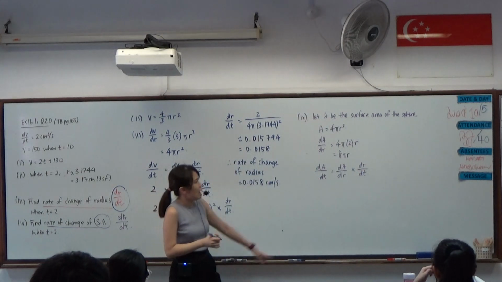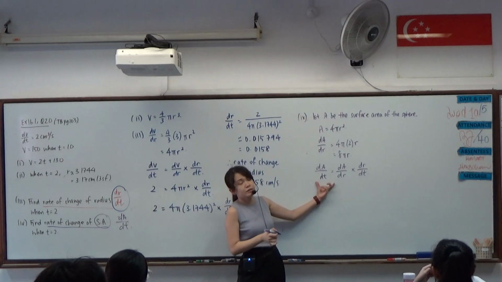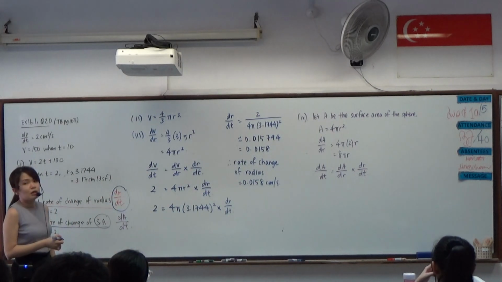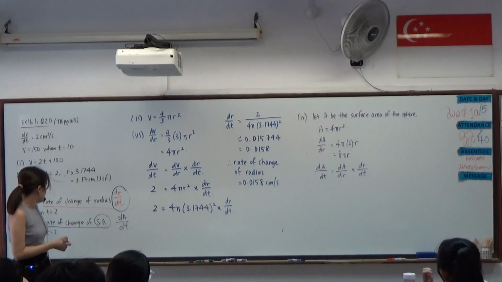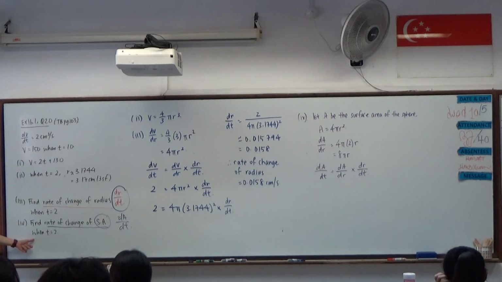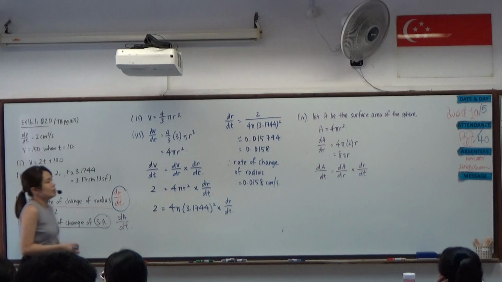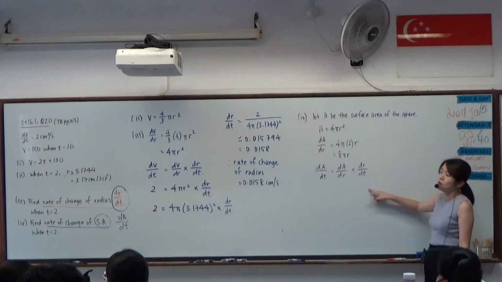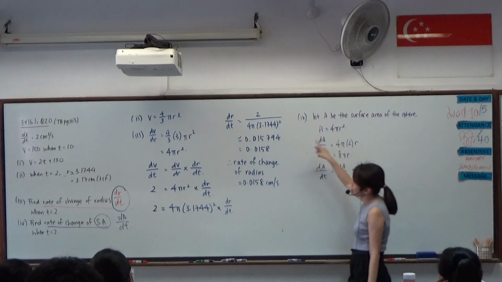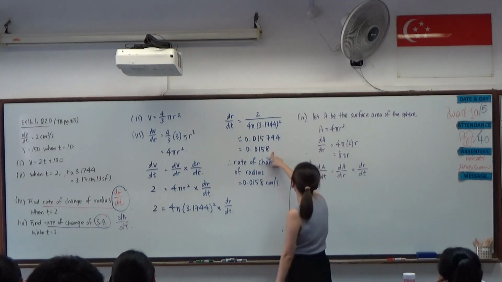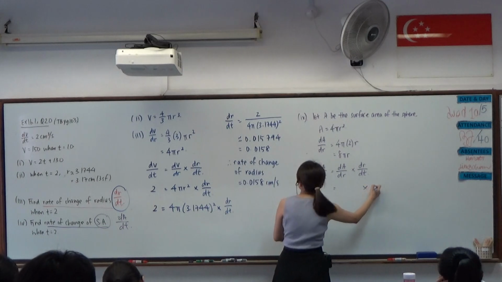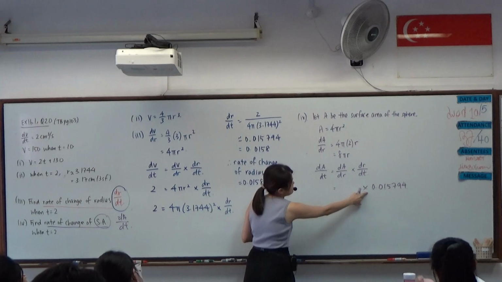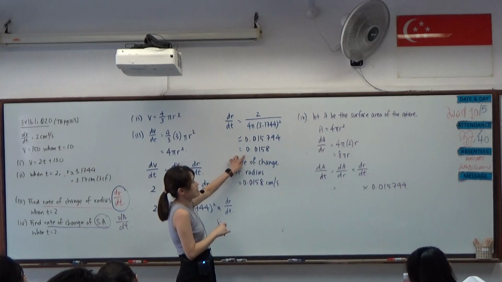So we need dr over dt in order to complete the equation here. Since we're looking for the rate of change when t equals 2, we have the value of dr over dt when t is equal to 2, and that will be this value over here. So dr over dt is equal to this value when t is equal to 2.